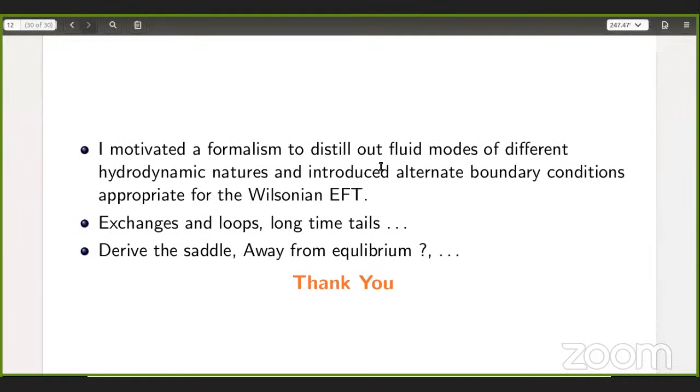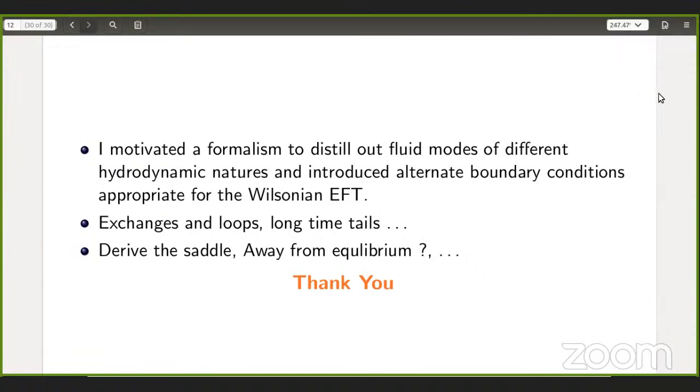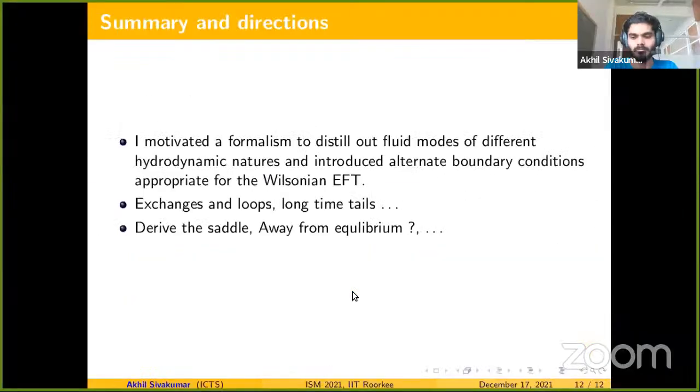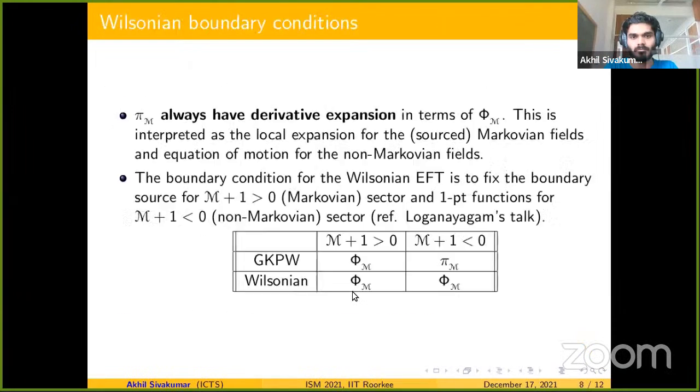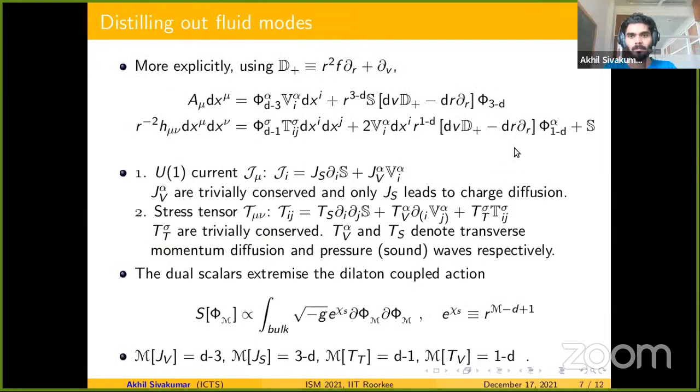Okay, can I ask? I had a small question. Sure. So this decomposition you introduced into Markovian and non-Markovian, maybe I missed it, is it related to how these modes couple to gravity in the bulk somehow? What is this classification?